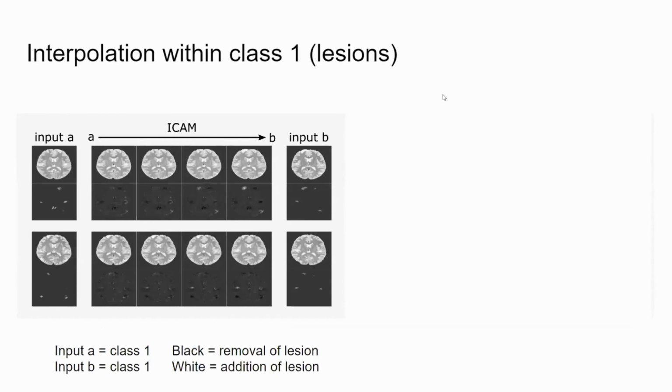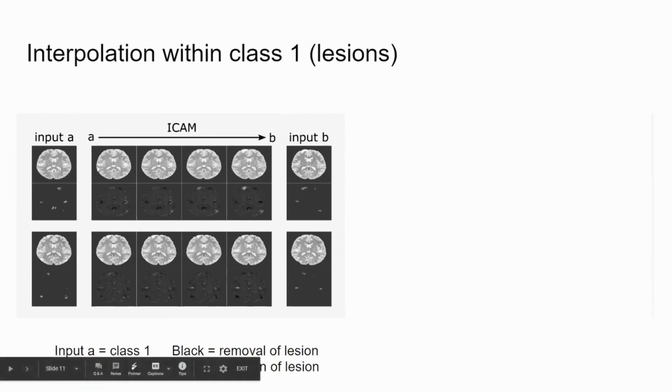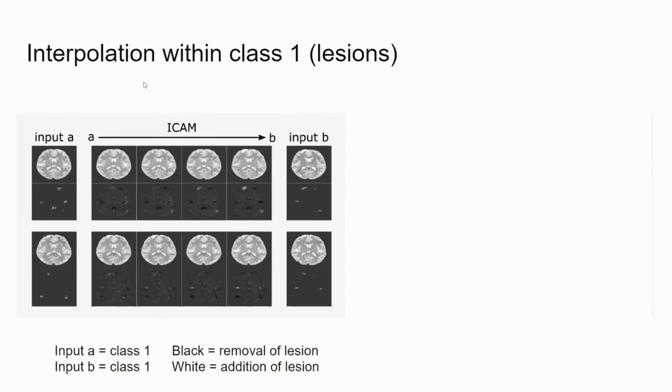ICAM can also interpolate within class, since we have a shared attribute latent space between all classes. In here we have an example of input A from class 1 and input B. Each input has different lesions. It shows the power of ICAM that it can not only remove lesions, but also remove and add lesions as appropriate. For example, looking at this example, we can see that the lesion on the left here is being added, whereas other lesions are being removed at the same time.